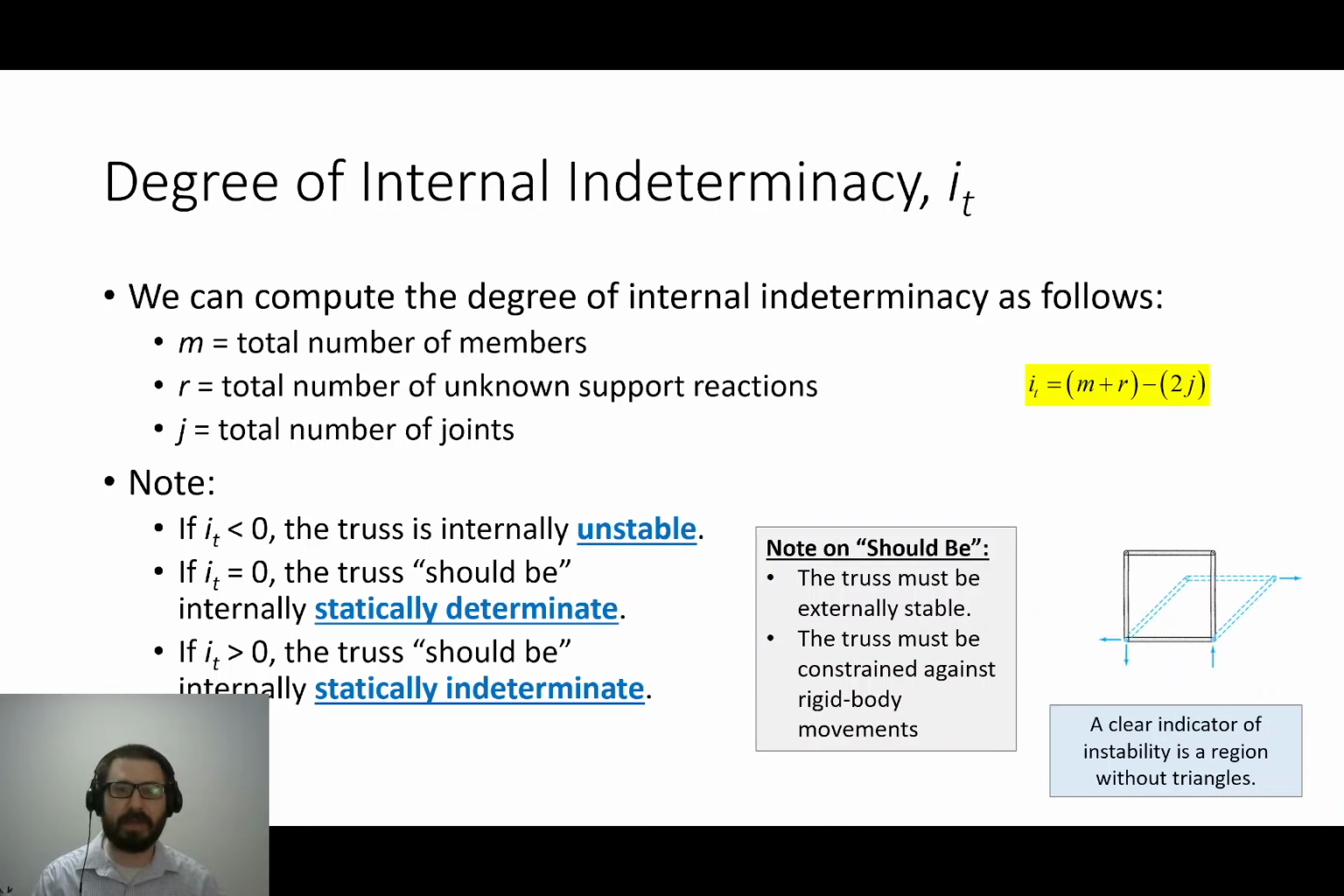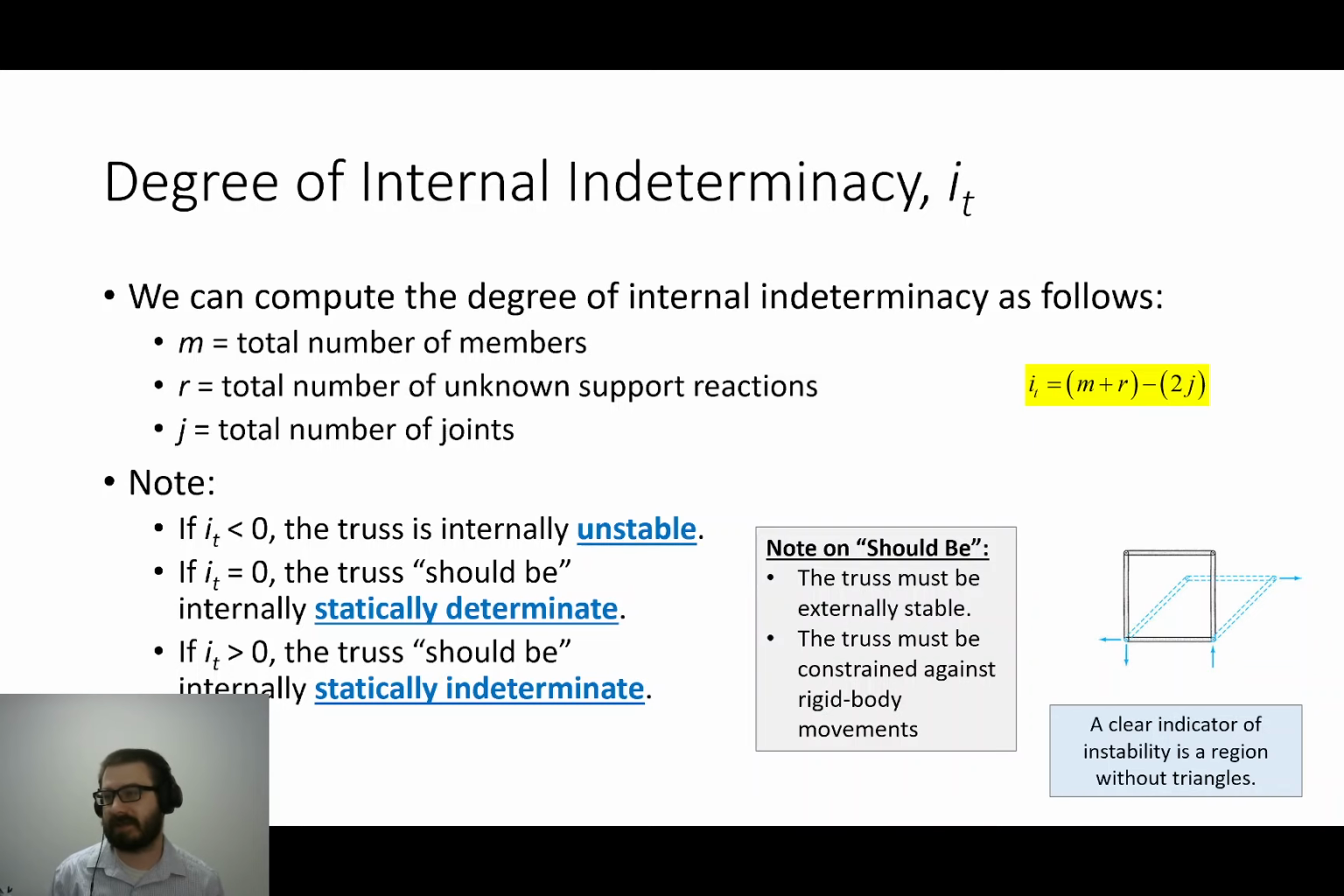Now, like with external indeterminacy, internal indeterminacy works much the same way. If we have a negative value of I sub T, the truss is internally unstable. If we have a non-negative value of I sub T, the truss should be stable. If it's zero, it's statically determinate. And if it's greater than zero, it should be statically indeterminate. And where does the "should be" come from? Remember, with external indeterminacy, there were some caveats. Well, there are some caveats with internal indeterminacy as well.